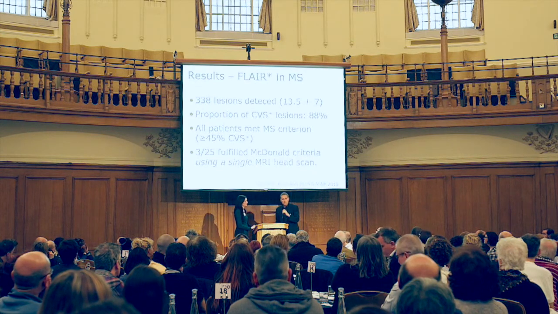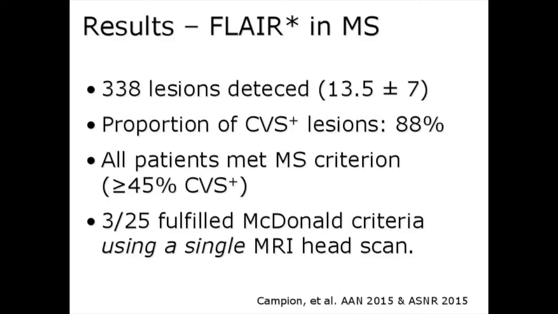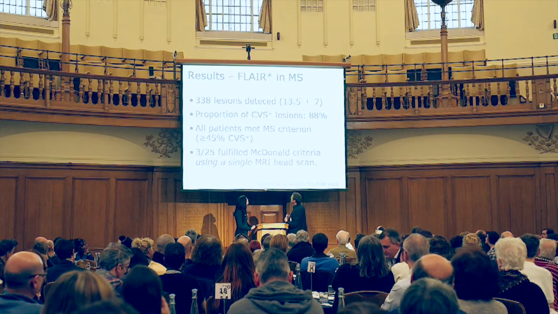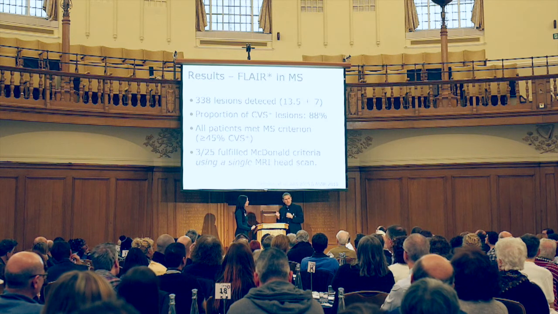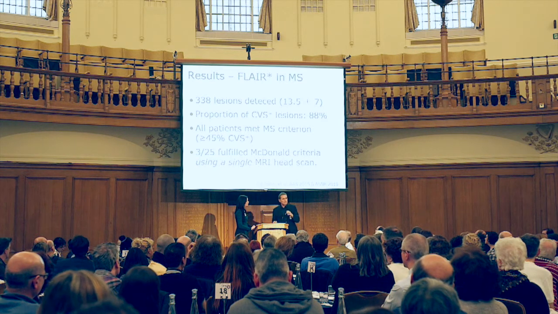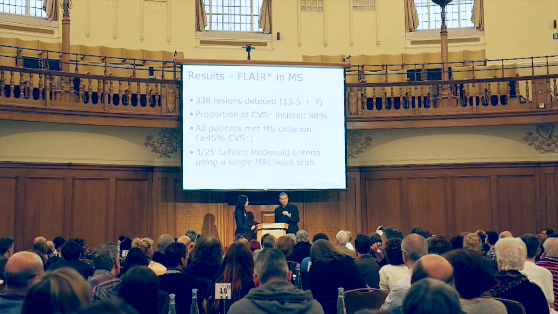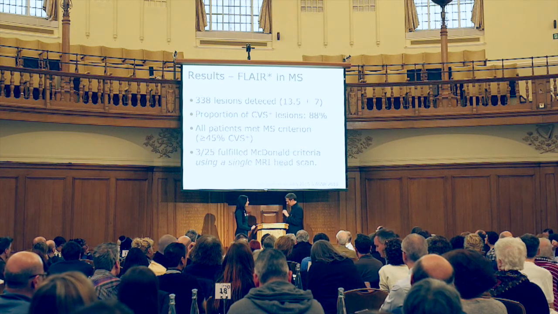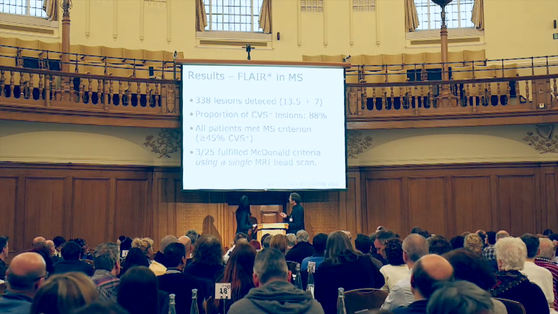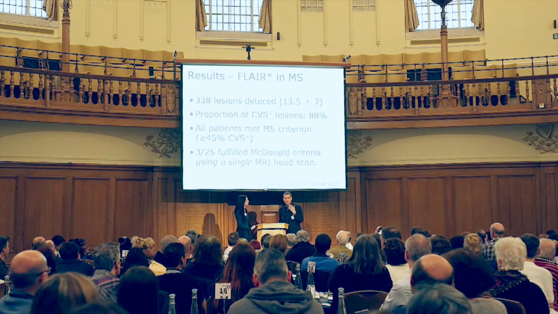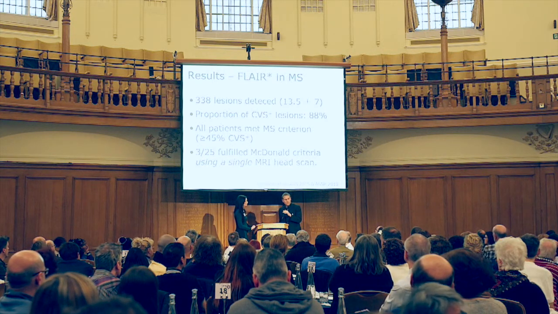They detected about 340 lesions, about 14 per patient. And what is important there is that the proportion of those lesions that actually had this dark area in the middle, the central vein sign, was nearly 90%. Now, from earlier work using a very strong, powerful magnet, 7 Tesla magnet, we know that once you hit about 40 or 45%, then that is a very strong suggestion for MS.